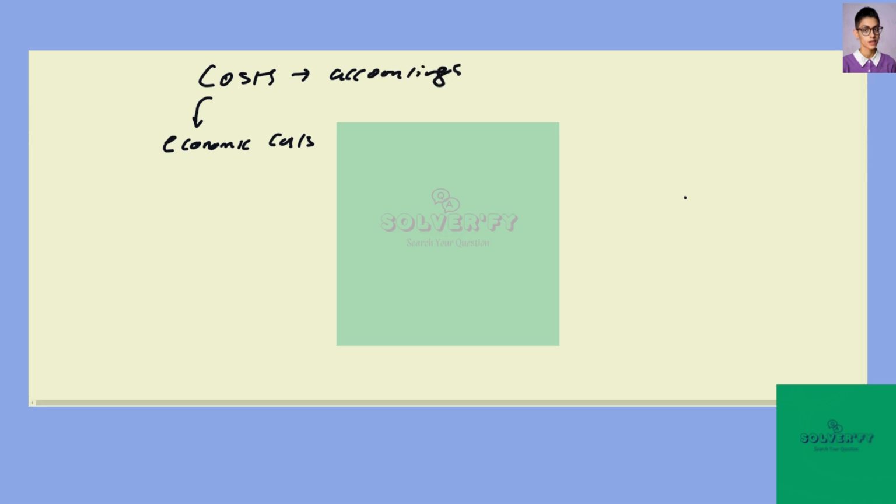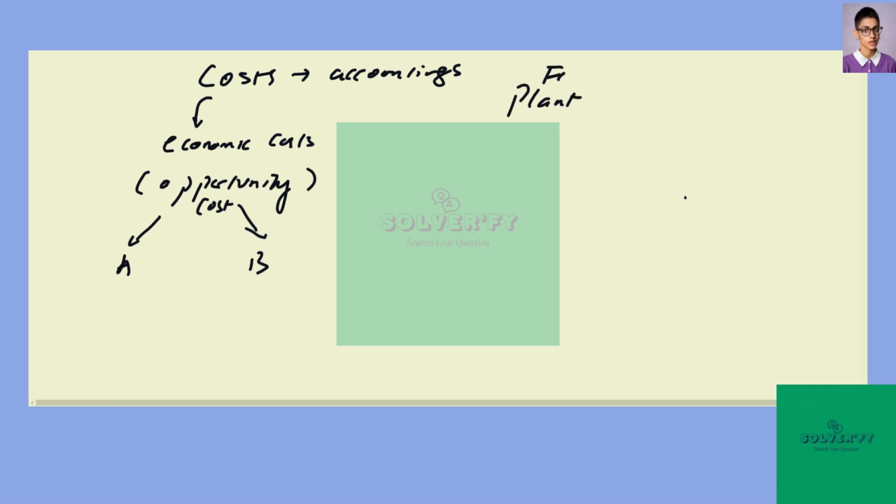So economic costs pretty much deal with opportunity cost, where you have alternate projects or decisions to make, and then you choose one over the other. And so the opportunity cost is the cost of choosing project A over project B, or vice versa. So in this case, whenever you have plants, maybe they're factory plants, you're going to have different types of costs.